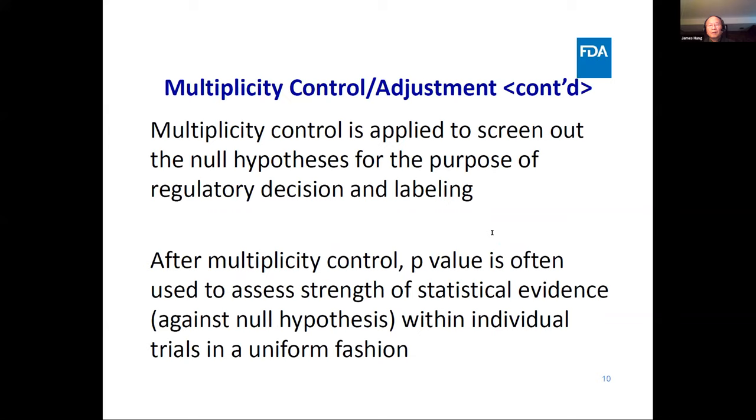Multiplicity control is often applied only to screen out the null hypotheses so that the trial results can be used for regulatory decision-making and for labeling. After multiplicity control, a p-value is often used to assess the strength of evidence against the null hypothesis within each individual trial in a uniform fashion.